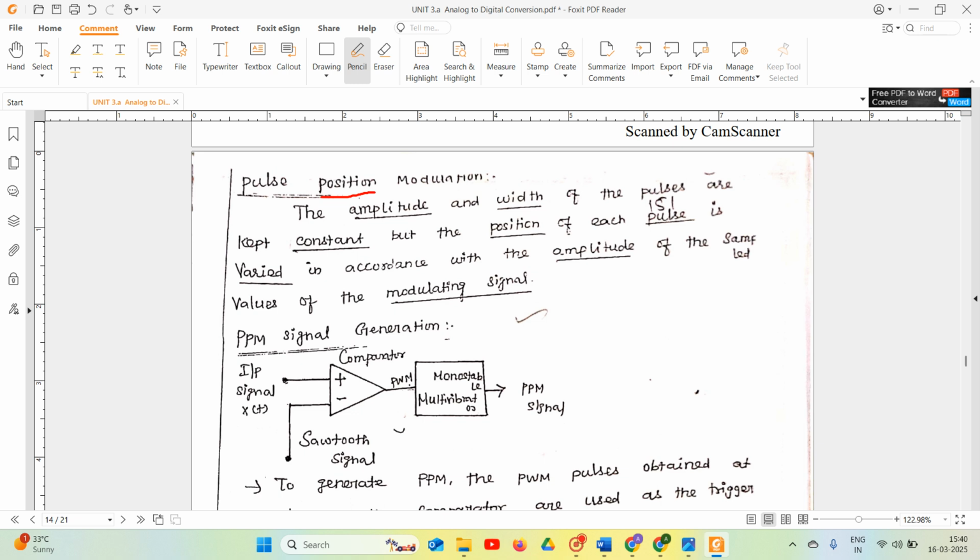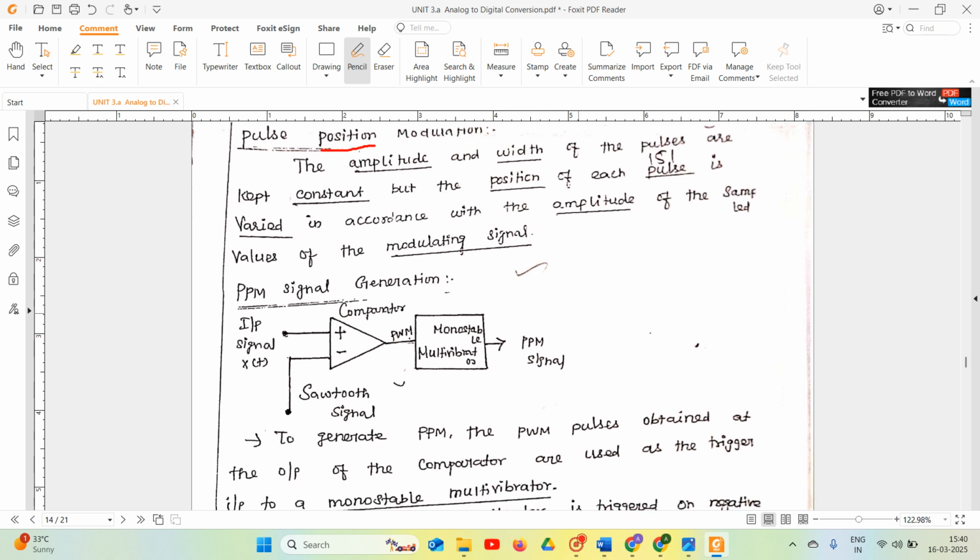So we will see how we are going to generate the PPM signal, how we are going to detect the PPM signal, and the advantages and disadvantages. Okay, so this is the PPM signal generation block diagram. Till now we have discussed in the PWM how we are going to generate a PWM signal. There itself we have given the monostable multivibrator circuit in order to generate the PPM signal, right? We will discuss in detail how the PPM signal is generated from this block diagram. Actually it is not an exact circuit, it is like a block diagram.